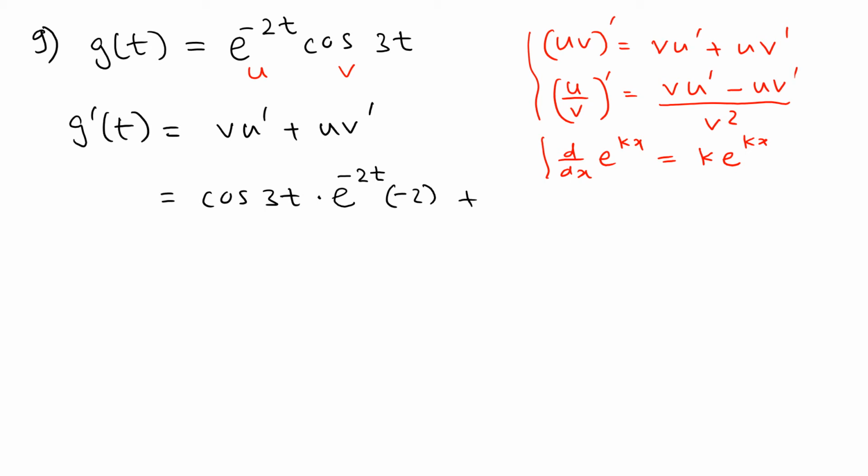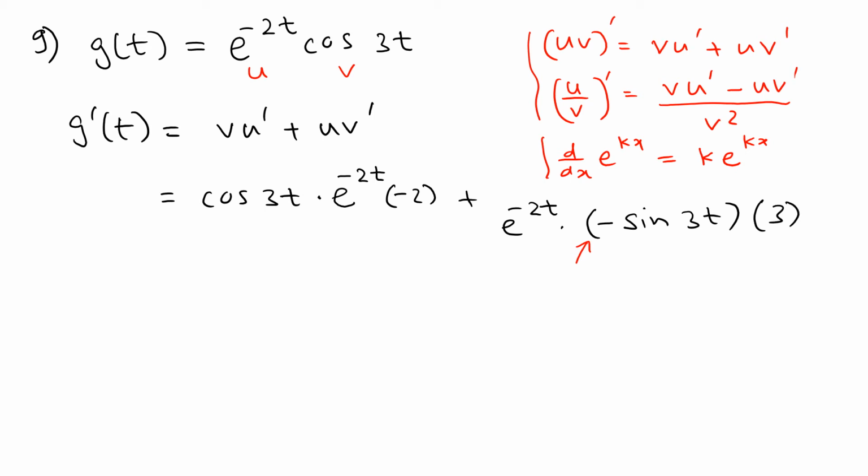So now the first term is done, now let's do uv prime. That means u is simply e to the negative 2t and v prime, where v is cosine in this case. So the derivative of cosine is negative sine 3t. Since you have a negative sign, you have to use a parenthesis here, otherwise what you write is wrong. And then multiply by the derivative of the inside function, which is 3.